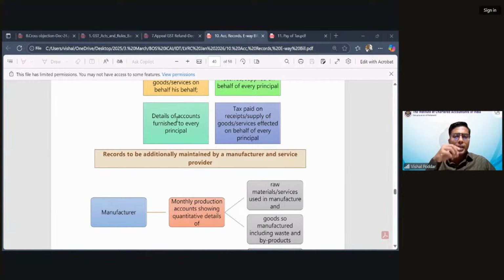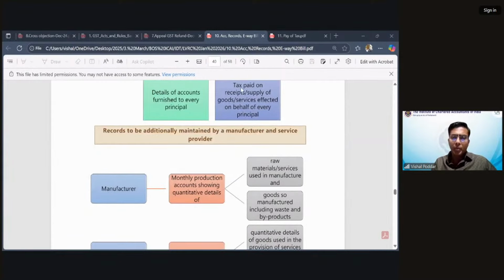Now see, agent also has to give some details to the principals of what? Of the transactions which the agent has done on behalf of the principal. For example, the agent has supplied goods or services, or the agent has received money, etc. So those details should be maintained. Tax paid on the receipts or supply of goods or services effected on behalf of the principal.